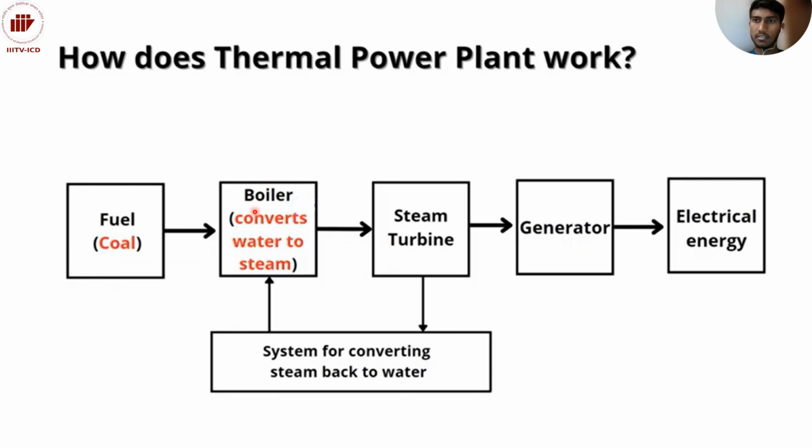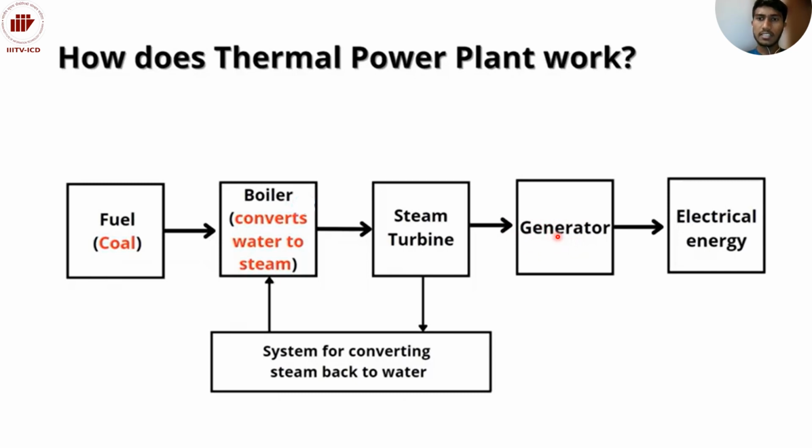In this boiler, water is required, and this water is converted into steam. This steam is sent to the turbine, that is, the steam turbine. In this turbine there are some blades. These blades start rotating because this steam has high temperature and high pressure. After this, the turbine is connected to the shaft of the generator, and this shaft, which is connected to the steam turbine, also starts rotating.